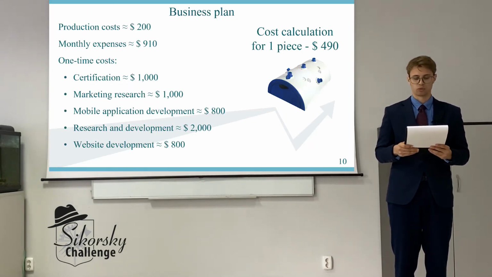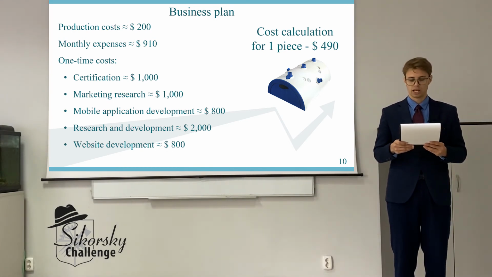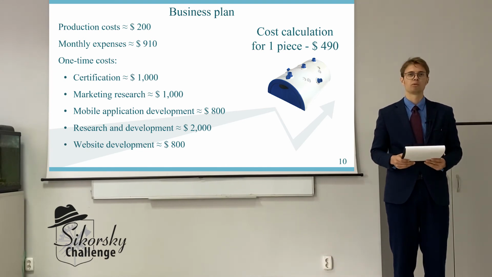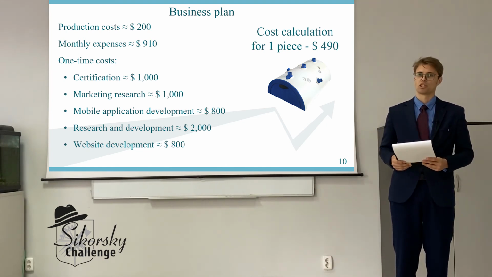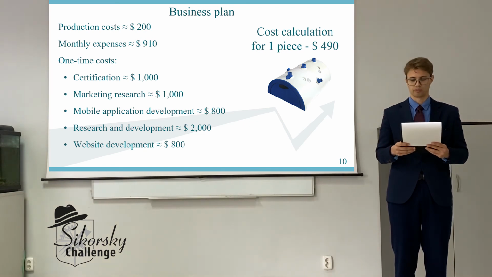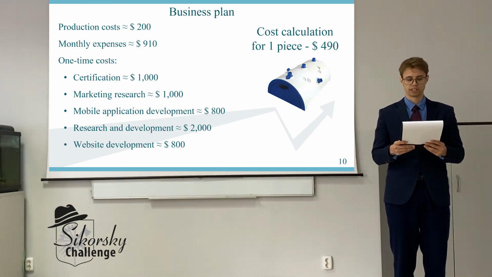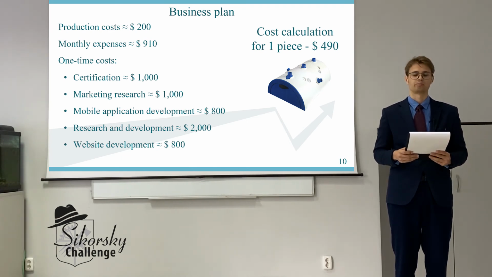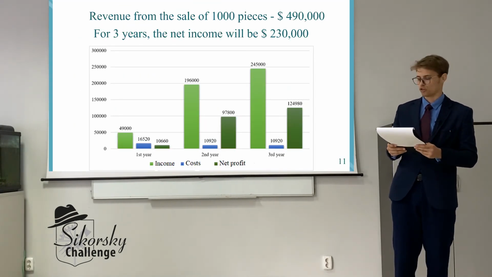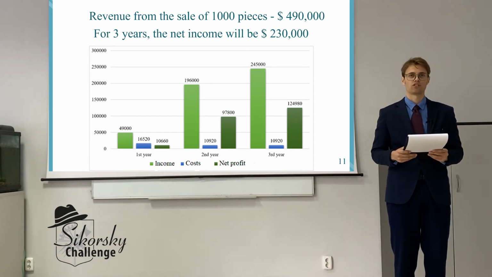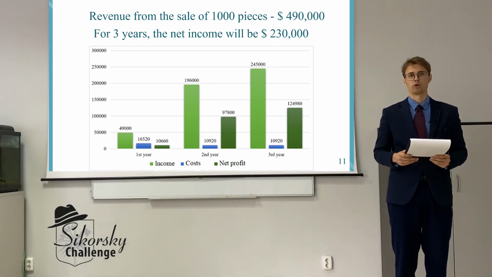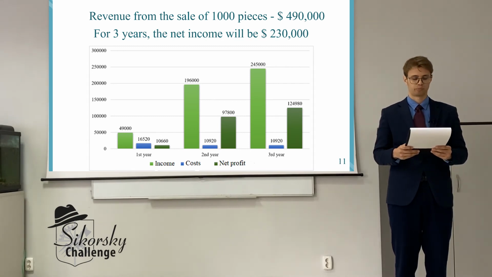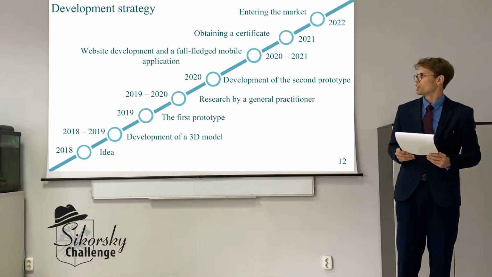We calculated the process of production and sale of small batches of 1,000 pieces for 3 years, based on the existing company with which we have an agreement. The cost of our simulator is $490. Prior to non-production cost, we took into account the cost of website development, mobile application, marketing research, certification, and the cost of developing new versions of the simulator. The chart shows that the net income for the first year of production is insignificant, but for 3 years it will be approximately $230,000.